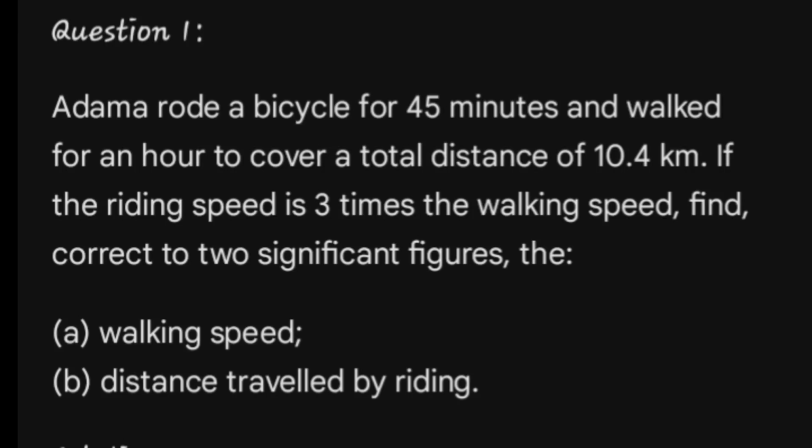Certainly, let's break down the questions and solve them step by step. Question 1. Adama rode a bicycle for 45 minutes and walked for an hour to cover a total distance of 10.4 kilometers. If the riding speed is 3 times the walking speed, find, correct to two significant figures, A. Walking speed, B. Distance traveled by riding.